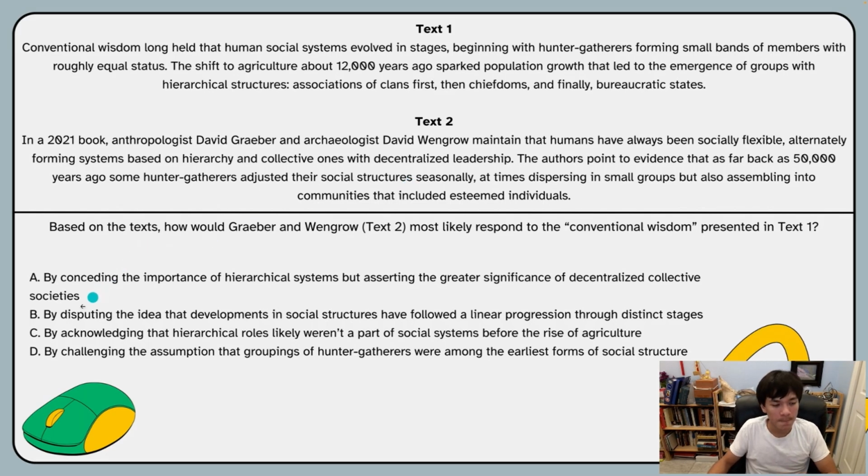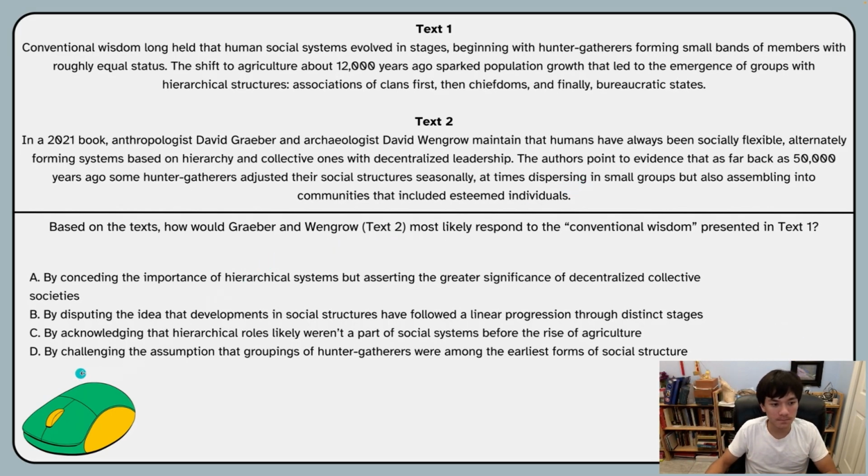Let's look at B. B, by disputing the idea that developments in social structures have followed a linear progression through distinct stages. This one might be a good option because it says that the authors would dispute the idea that they followed a linear progression, because Text 2 says that, well, it changed a lot. It was very flexible. It might have changed by the season, and people would change their social structure. However, Text 1 says that it followed a rigid linear progression. So B seems like a very good option here.